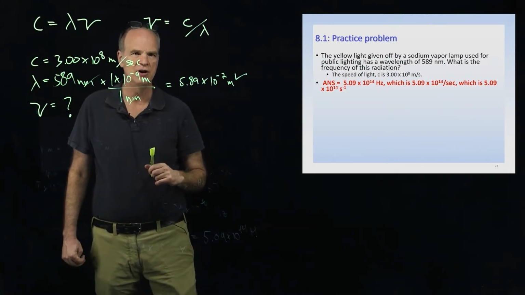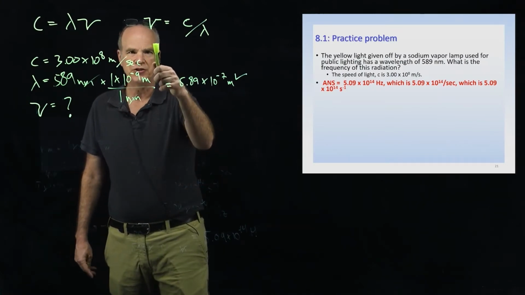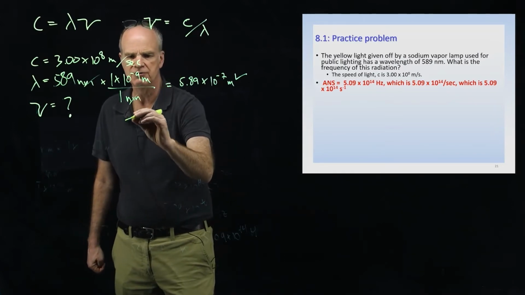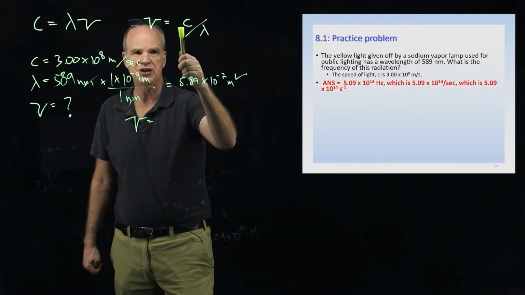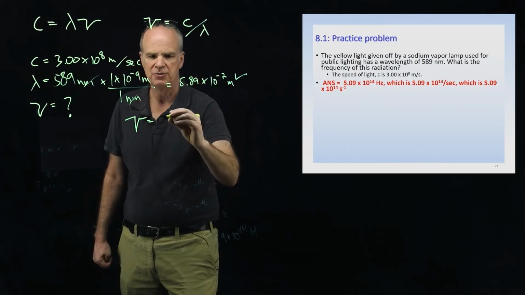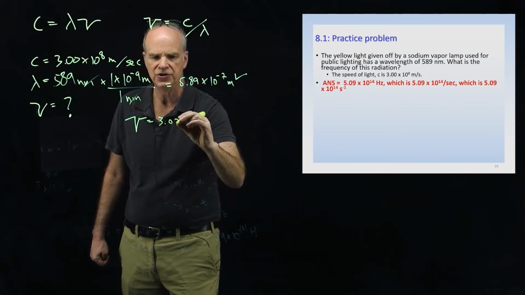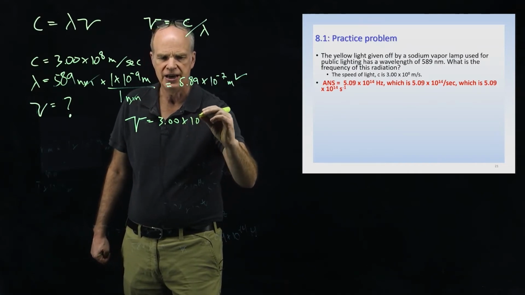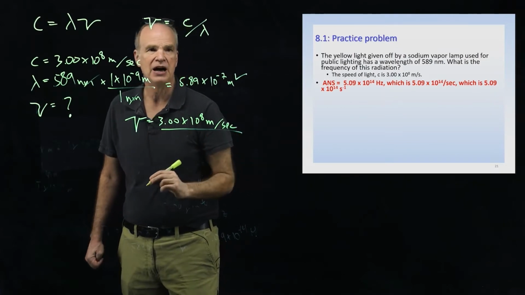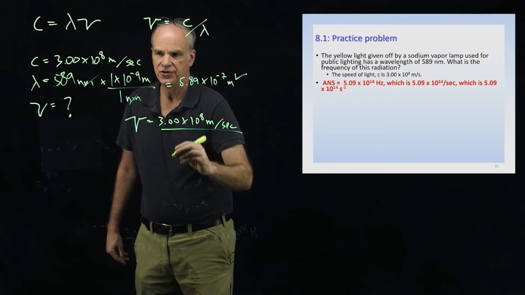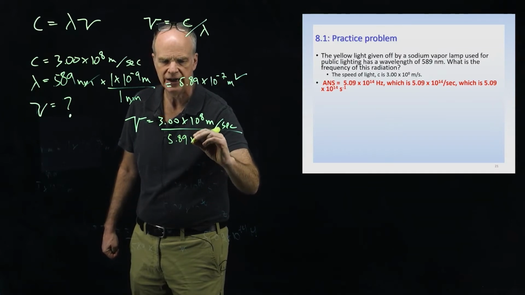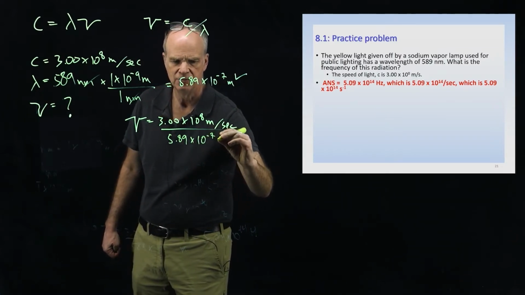Okay, so at this point we can solve this for frequency. So let's just go ahead and plug in numbers. Frequency here is going to be c, the speed of light, divided by the wavelength, which is lambda. So it's going to be equal to 3.00 times 10 to the 8 meters per second divided by the wavelength, which looks like it's going to be 5.89 times 10 to the negative 7 meters.